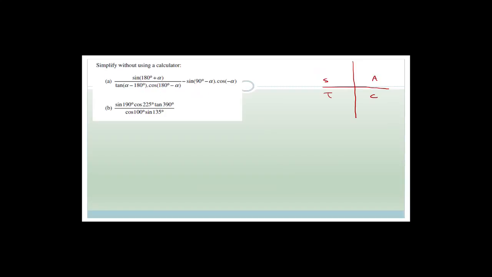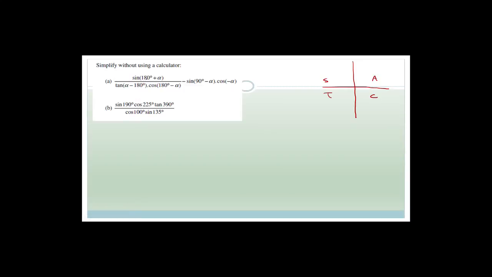It says, okay, so we've got sine of 180 plus alpha, tan of alpha minus 180, cos of 180 minus alpha, minus sine of 90 minus alpha, cos of negative alpha. Okay, fine. So that's not going to work at all. Let's work in dark blue.